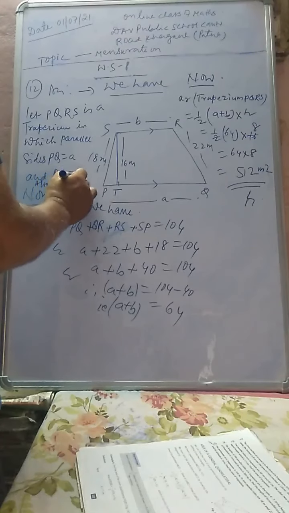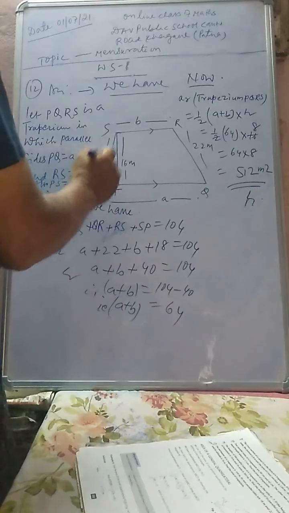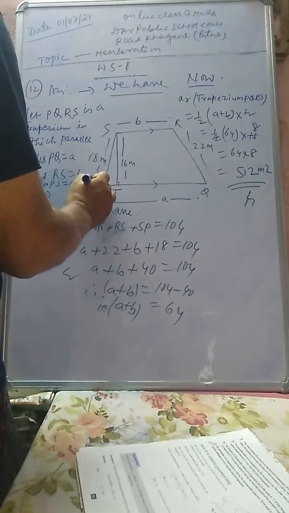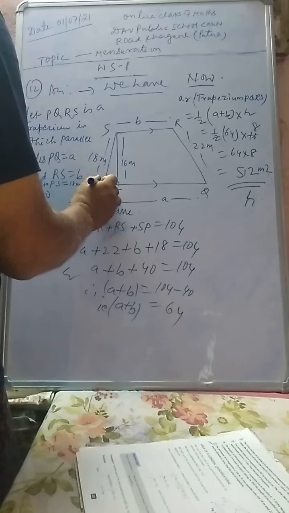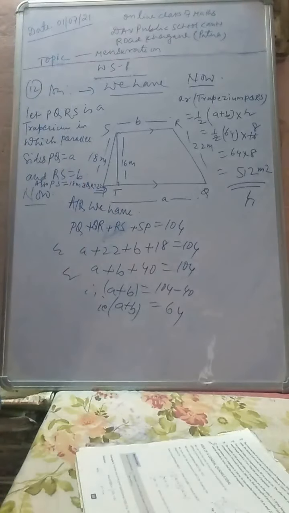Also, PS is equal to 18 meter and QR is equal to 22 meter. इसको भी assume करेंगे बेटा, because it is not given in the question which one is 18 meter and which one is 22 meter. That's why you have to assume that SP is equal to 18 meter and QR or RQ is equal to 22 meter.